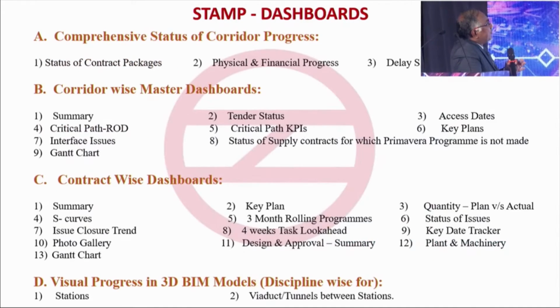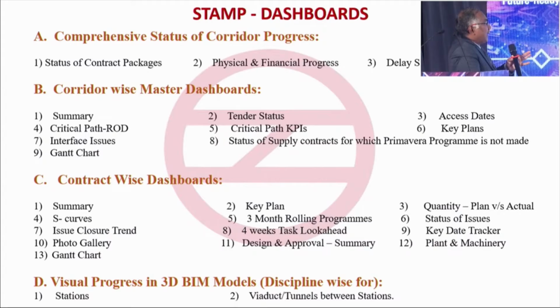These are the dashboards: a comprehensive high-level status of every contract package; physical, financial and land acquisition status at the macro level; and the delay status, even at the time of tender or after the award. Then corridor-wise, what the critical path is, what the access dates are, and what the interface issues are. And then contract-wise dashboards, where everything will have a key plan, like S-curves, a 3-month rolling program, etc.